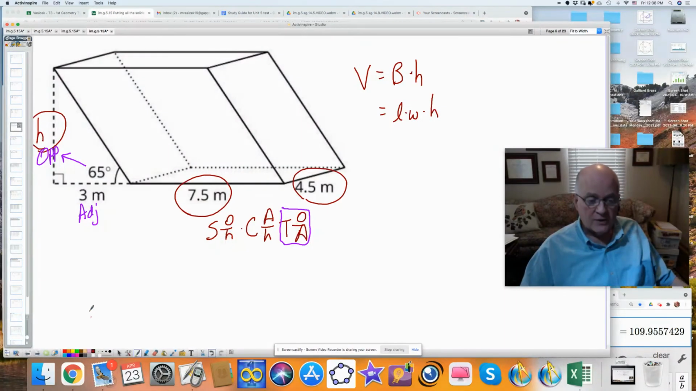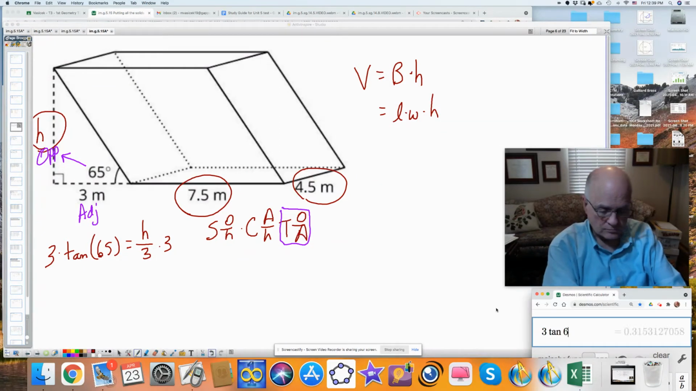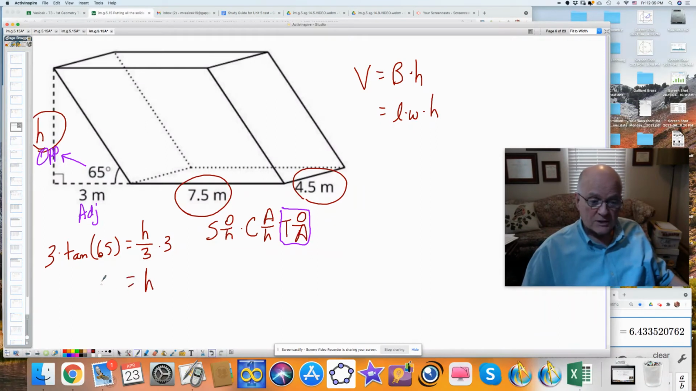When I plug in the values, I have the tangent of 65 is equal to the opposite, which is h, not the hypotenuse. It's the height of the thing, over 3. Where did I get the 3 from? Right here on the drawing. Now, if I multiply both sides by 3, I get 3 times the tangent of 65 is 6.4. So my height is going to equal 6.4.